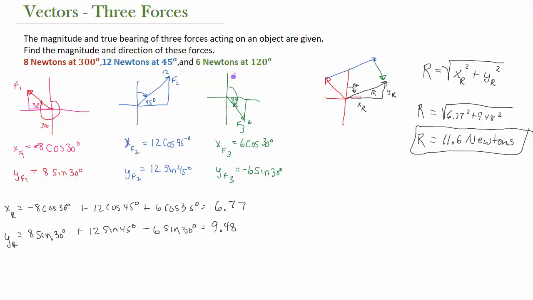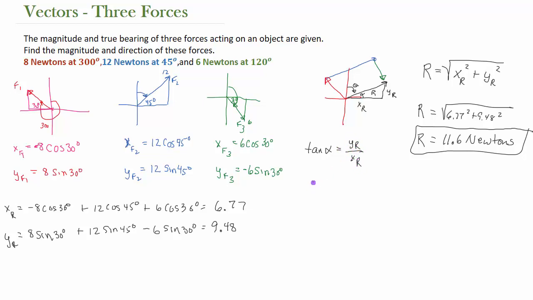The one that people have the most difficulty with is, how do we figure out this direction? We want to figure out this angle right here, because that's true bearing. Well, you notice we have a right triangle here. Let's call this angle right here alpha. How is this y and x related? Well, think back to right triangle trig. The tangent of alpha equals the y resultant divided by the x resultant.